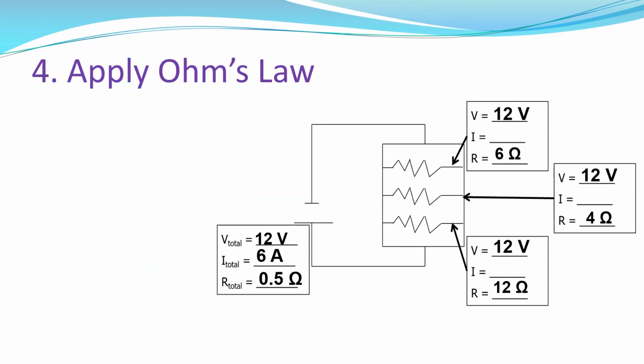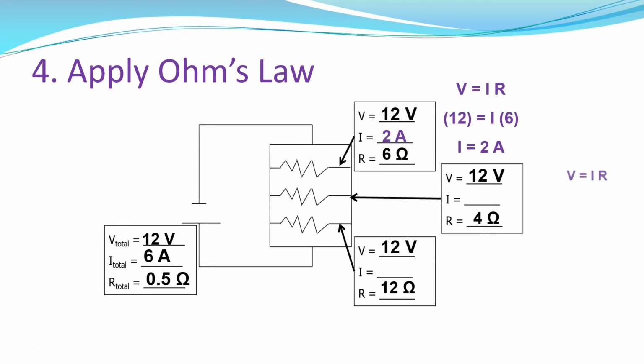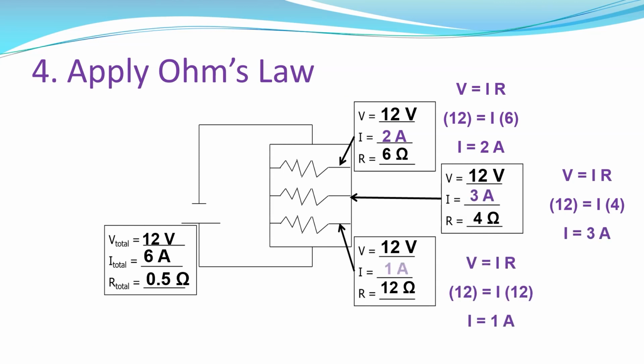Now we can apply Ohm's law. If I have two variables, I can solve for the third. Substitute in, solve for what you don't know, and repeat for each resistor. You can even double check your work. 1 plus 3 plus 2 is 6 amps. I expected a total current of 6 amps.